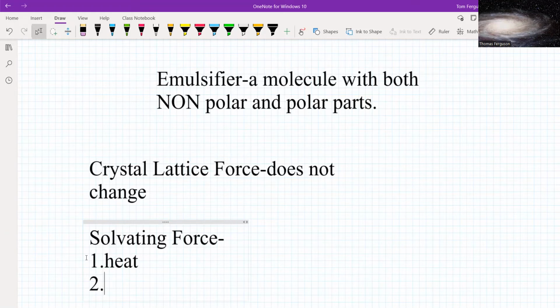If you have a cup of coffee, you're putting sugar in. If you stir it, does it dissolve faster or slower? Faster. So physical agitation is another variable for the solvating force.